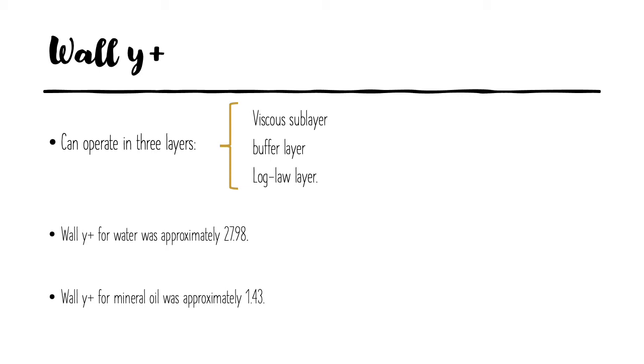When the mesh was created, it had a few problems. Some were that the mesh did not create cells in critical places for certain base sizes. Therefore, the value of wall Y plus for water was approximately 27.98, and mineral oil was approximately 1.43. Therefore, the Y plus of water is in a buffer layer. It means that the accuracy of the simulation iteration will be affected such that the result could be imprecise.